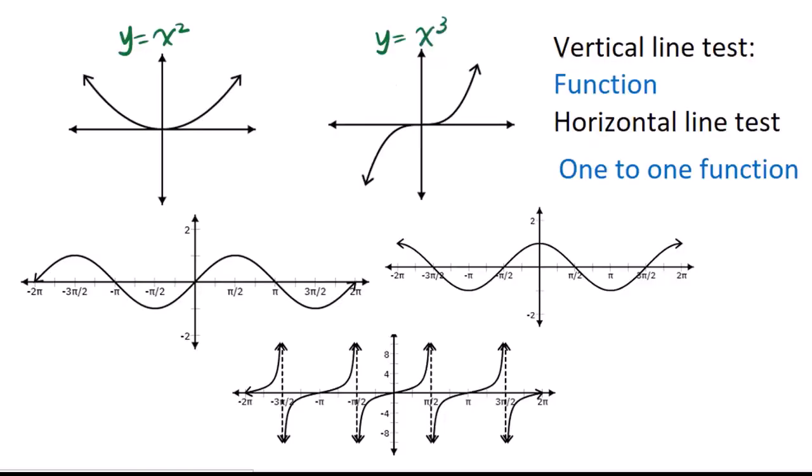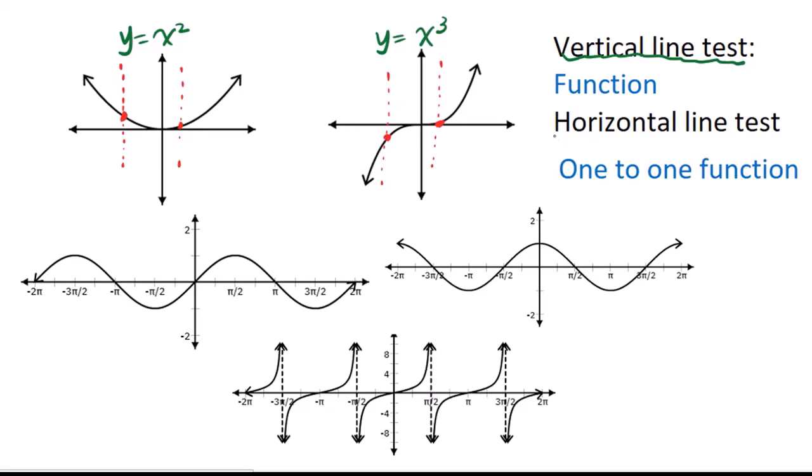We use a vertical line test to decide whether a graph is a function or not. We could say every time I draw a vertical line, there is only one intersection. So this is a function. Same thing with 2y equals x to the third power: only one intersection. Every time I draw any vertical line, there is only one intersection.